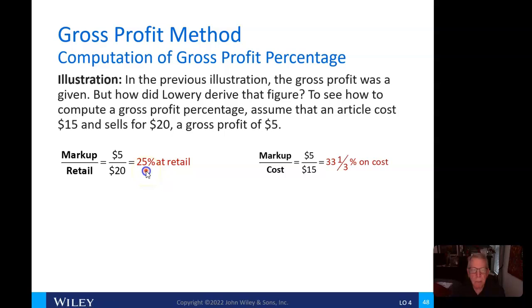percentage of 25%. Now, in the case of markup, that's markup at retail, the markup at cost is going to be $5, the gross profit, divided by the cost of $15. That gives me 33 1/3% on cost, right? So 33 1/3% times $15 is the $5 gross profit.